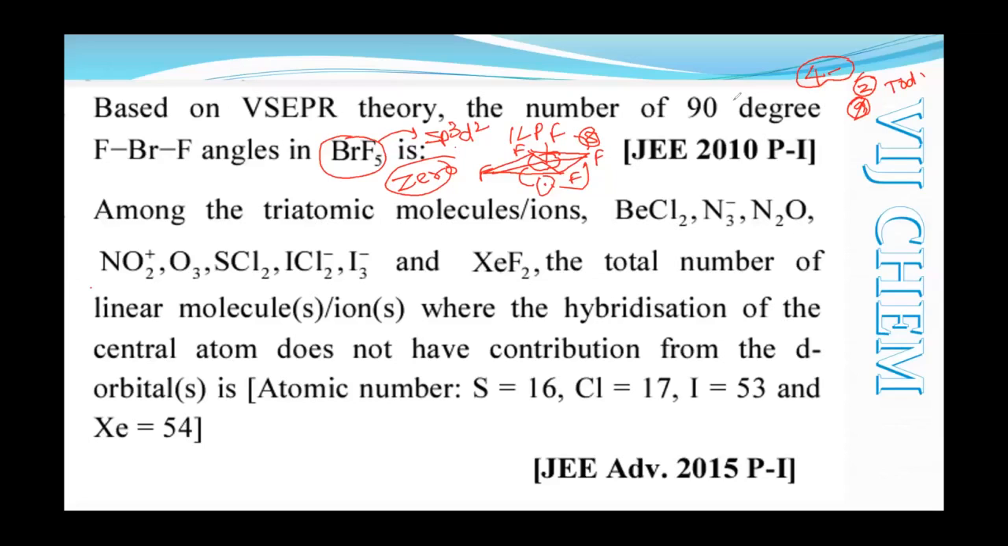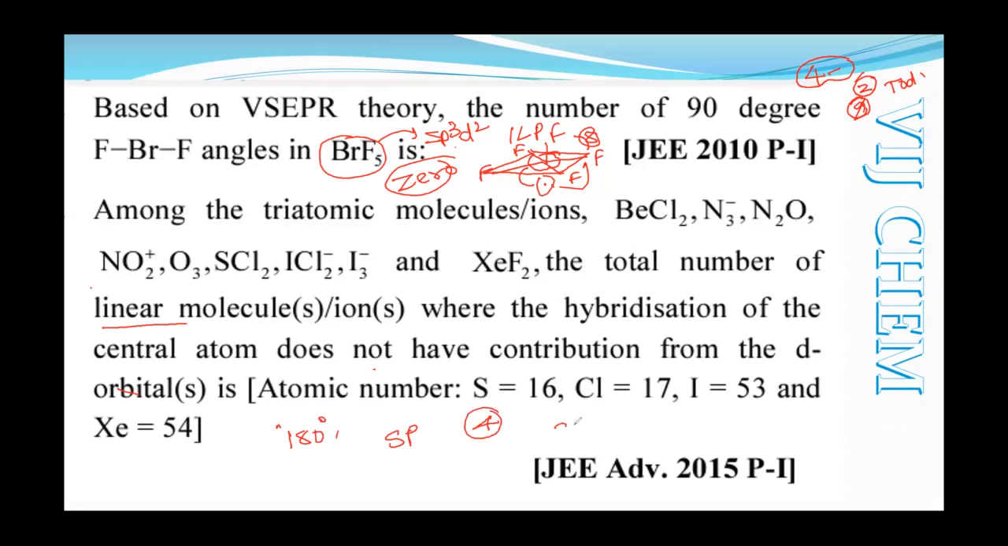Okay, here the question says that it should have linear shape. First of all, it should not have contribution from d orbital. Okay, and what it should have? Triatomic molecule, linear molecule. So bond angle must be 180, but it should not have the d orbital. Okay, that means what is left over? Only sp hybridization. It should have sp hybridization. Then you will get answer of 4.